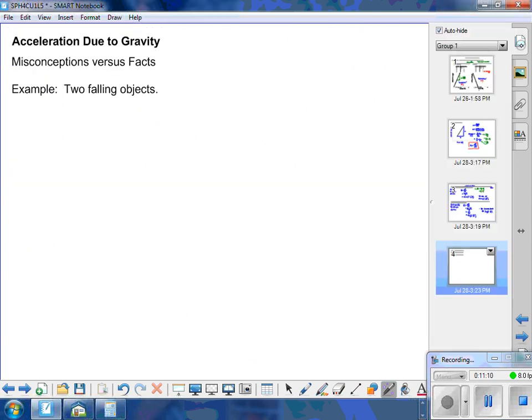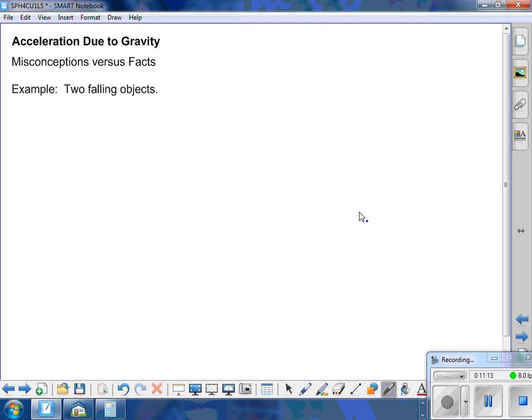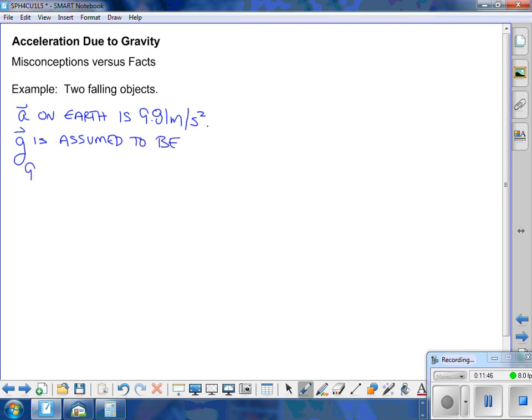All right, final slide here. Acceleration due to gravity. Some of you, or hopefully all of you, know that gravity is roughly 9.81 on Earth. So acceleration on Earth is approximately 9.81 meters per second squared. Now, it gets its own variable. G is assumed to be 9.81. So if you see the letter G in a formula, you know it is our gravity on Earth.